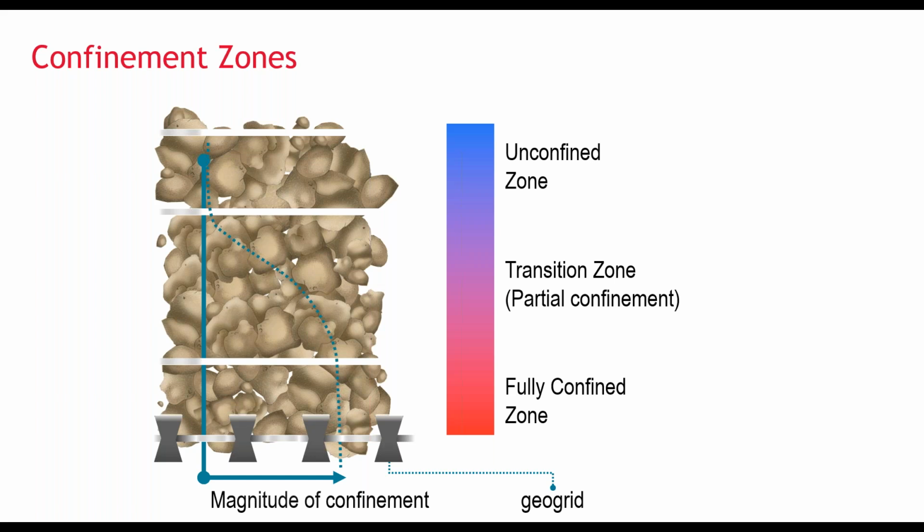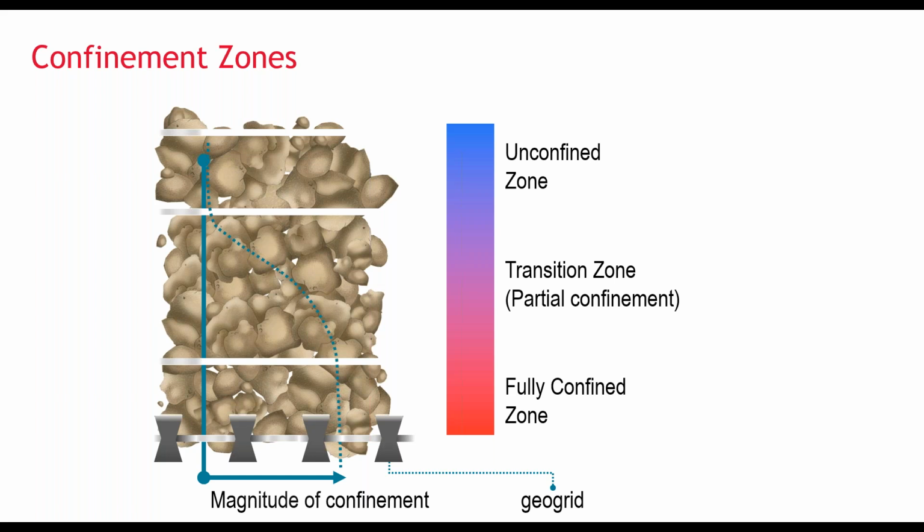Maximum confinement occurs close to the geogrid and reduces with distance from the geogrid. Close to the geogrid, we have a zone of maximum confinement. As we move away, we have a zone where there is partial confinement. Eventually, we will reach a layer that is too far from the geogrid to be influenced by it, and there is no confinement. The performance of the composite layer will depend on the magnitude and depth of the confined zones. These will depend on the confinement efficiency of the geogrid.